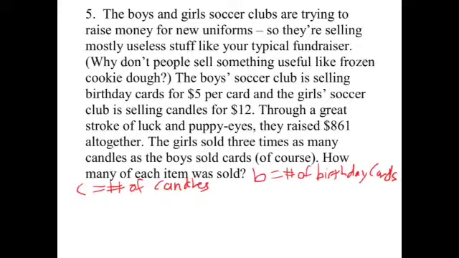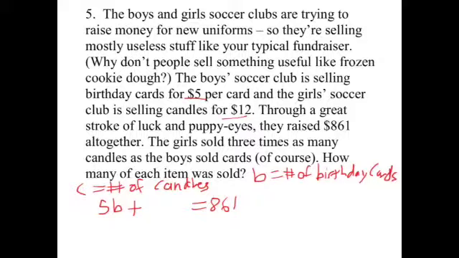Look for totals, or some sort of relationship between the numbers. Here I notice I have a total of $861. So whatever makes up that $861 is going to equal it. And notice that the money they get from each is just going to be 5 and 12. So if you want to get the money from birthday cards, you have to take 5 and times it by the number of birthday cards.